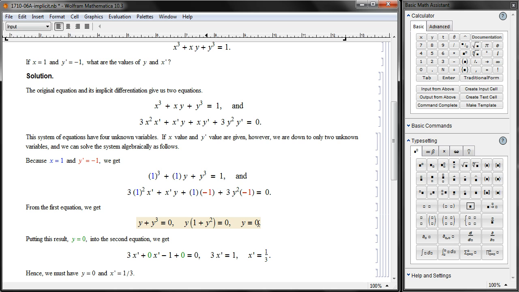Now we'll have to use the other equation. From here, plug in x equals 1, y prime is negative 1, and also y is equal to 0. The only unknown here is x prime, and we can algebraically solve it. Plug in all those numbers, and we get x prime is equal to 1/3. So we have y equal to 0 and x prime equal to 1/3.